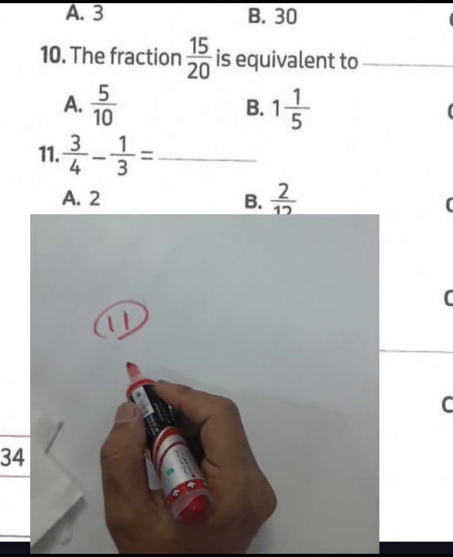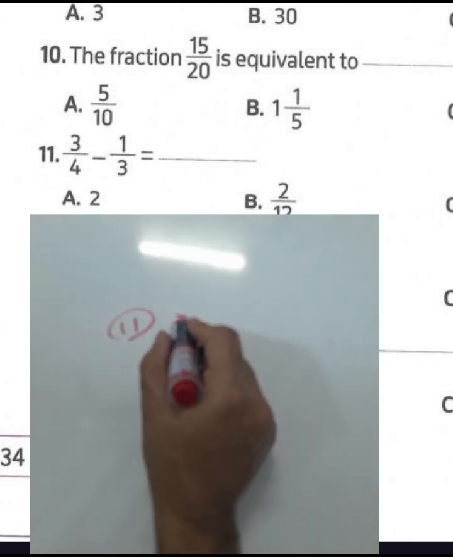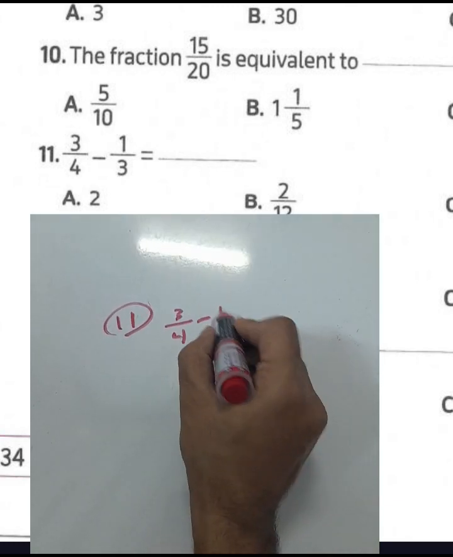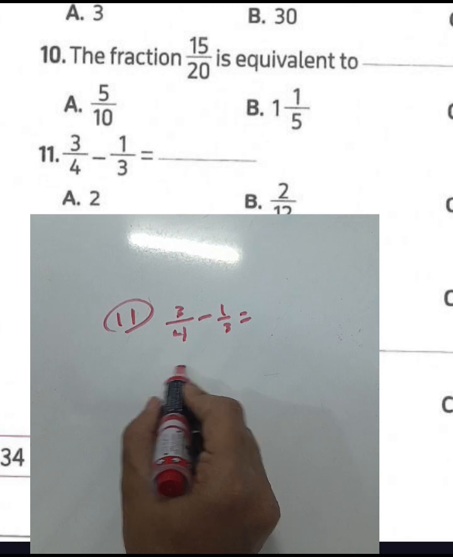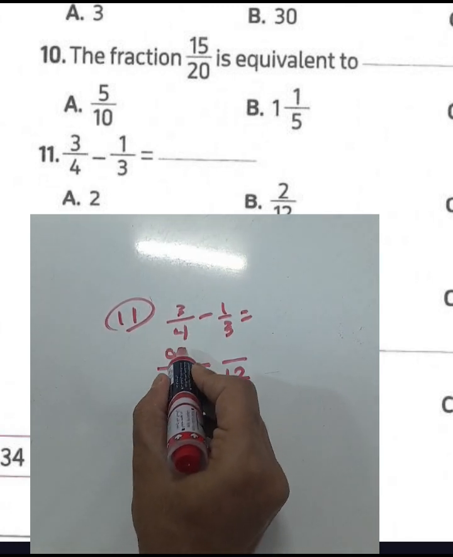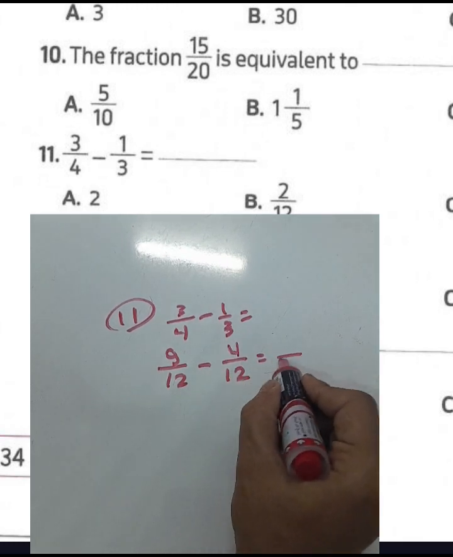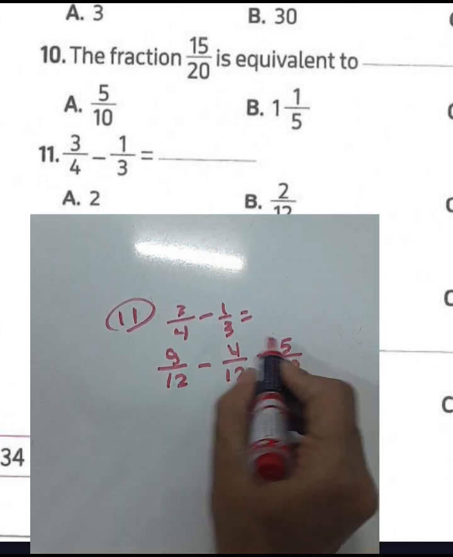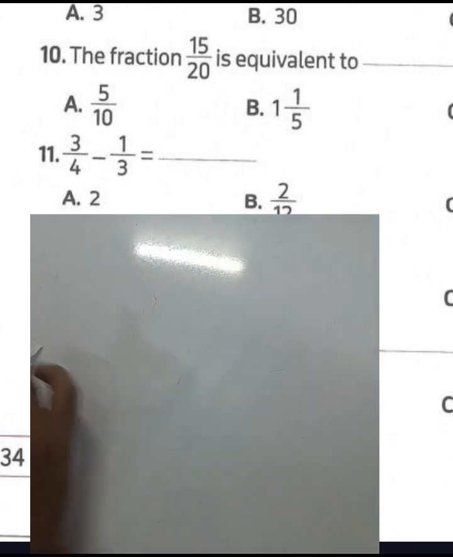3 over 4 subtract 1 over 3. We can write the least common multiple between them, 12. 3 times 3 equals 9. 4 times 1 equals 4. And then write 12 in the denominator. 9 minus 4 will be 5. The result will be 5 over 12.